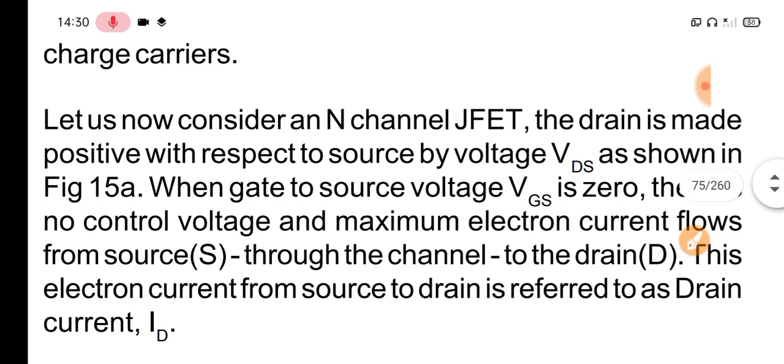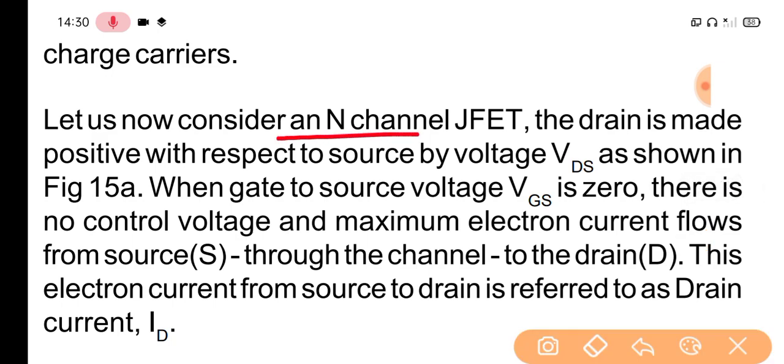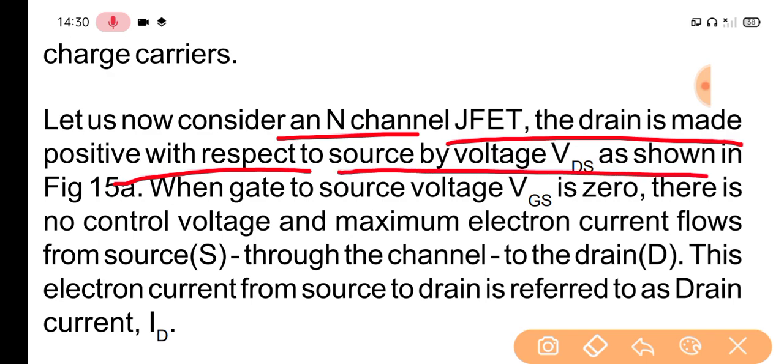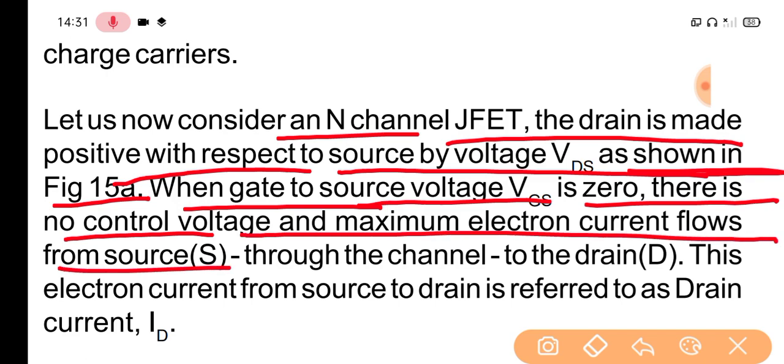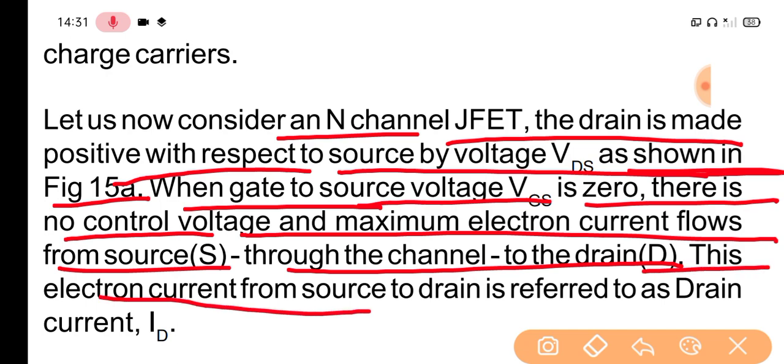Let us consider N-channel JFET. The drain is made positive with respect to source by voltage VDS as shown in picture 15. When the gate to source voltage VGS is 0, there is no control voltage and maximum electron current flows from source S through the channel to the drain D. The electron current from source to drain is referred to as drain current ID.